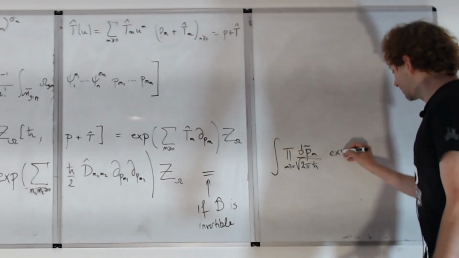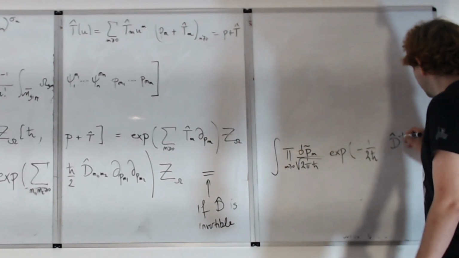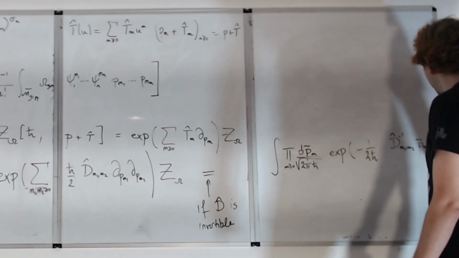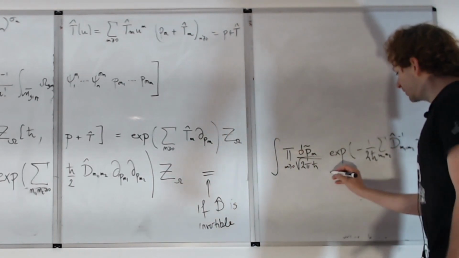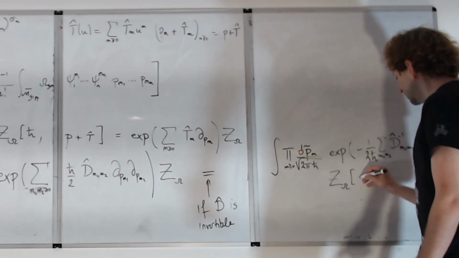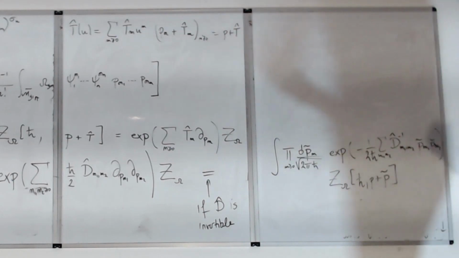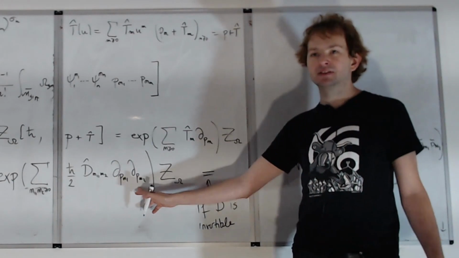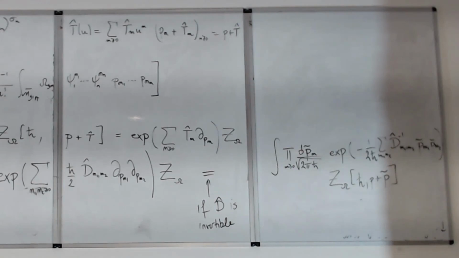So here I will put minus 1 over 2 h bar, the inverse matrix, p tilde m1, p tilde m2. And then z omega h bar p plus p tilde. So I'm saying that this thing and these things are the same, at least when d hat is invertible. And let's say it's infinite dimension if you want to make sure everything is well defined.